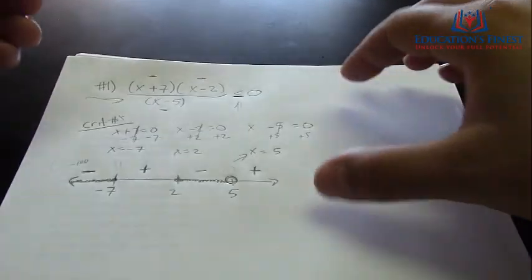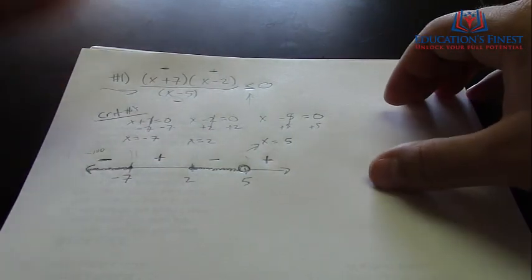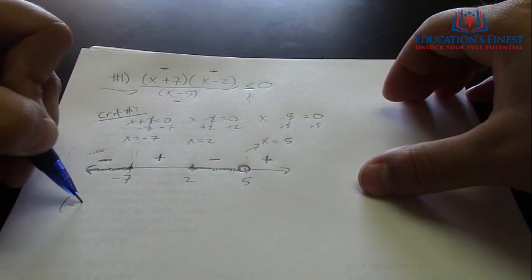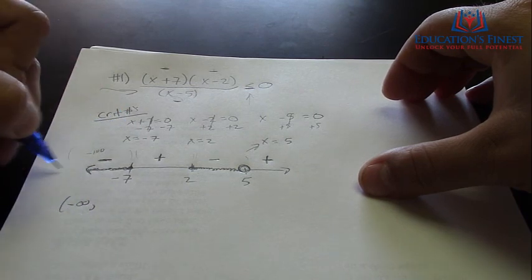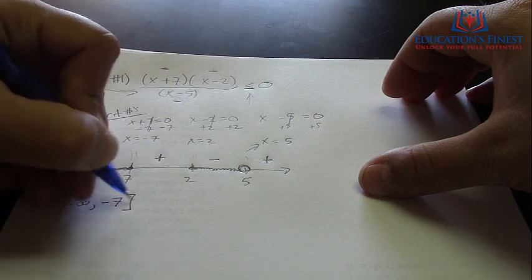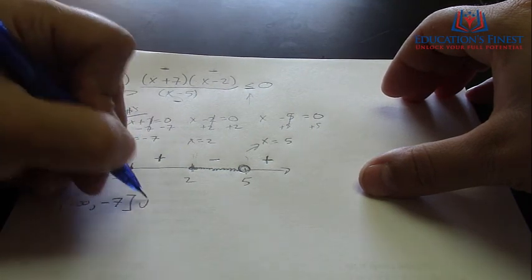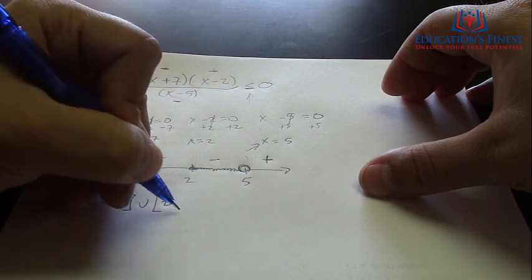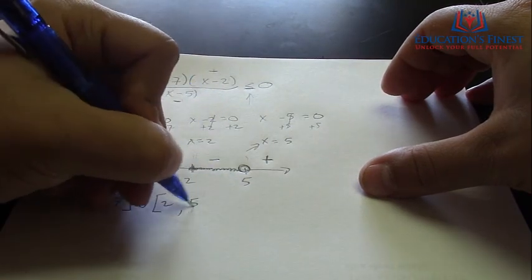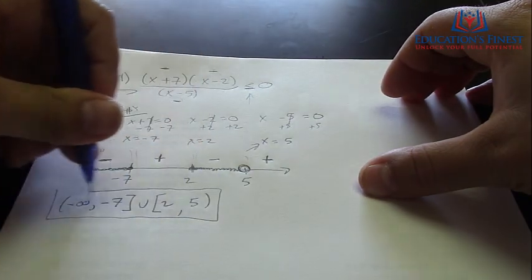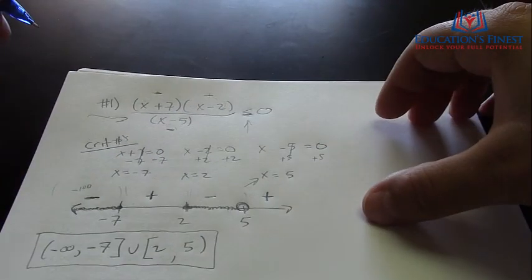Okay, cool. So then your very final step is just write it in interval notation. So you got to start left to right. You're starting off at negative infinity, and you're going boom to negative 7. Negative 7 is included. Then there's a gap here, so you got to do union. You're gapping over to 2, which is included, and you're ending at 5, which is a parenthesis. Boom. And that is how you do number 1.